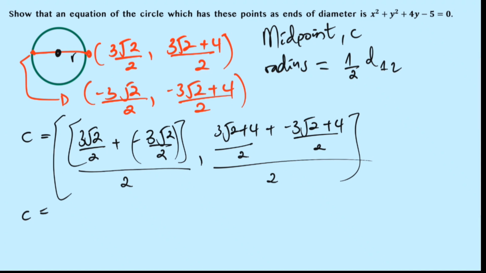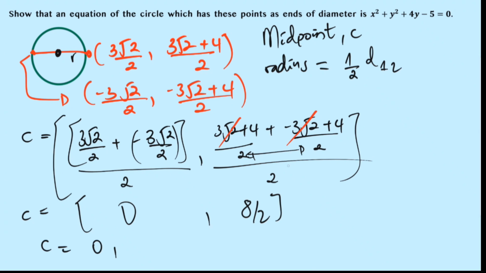The center would be equal to, this one is going to give me a 0, and then this one, since they have the same denominators, we can see that the 3 root 2 is going to cancel out, and then we would have 4 plus 4, which is 8. So this is 8 over 2. Then we divide by 2, so 8 divided by 2 is 4, and 4 divided by another 2 is 2. That is the center, (0, 2).